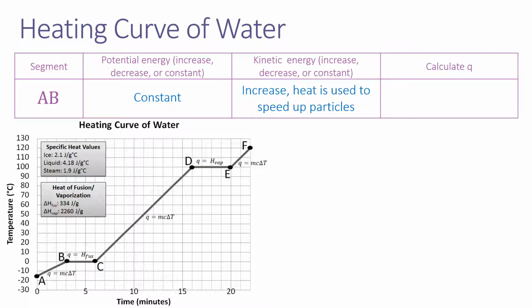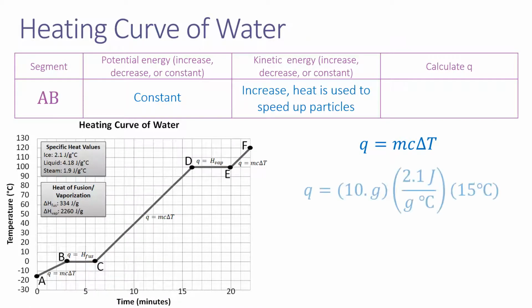So to calculate Q for this segment, we're going to use Q equals mc delta T. We said that the mass of water was 10 grams. We're going to use the specific heat of ice, and the temperature change here, we're going from negative 15 up to 0, so we're increasing by 15. So that gives me 315 joules for this component. To round for sig figs, we're going to need 2 sig figs, so 315 rounds to 320 with 2 sig figs.